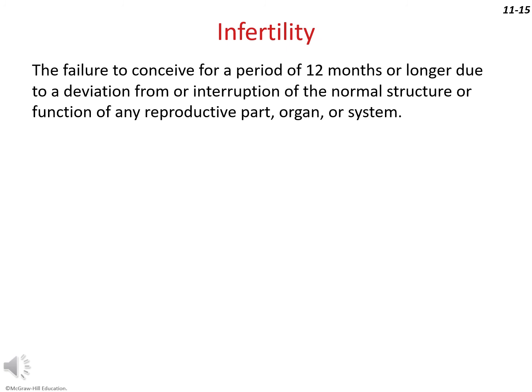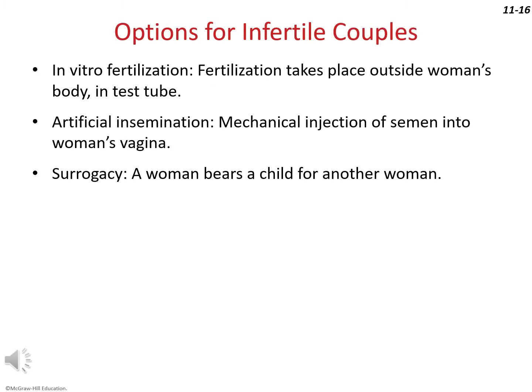Infertility is a time period of at least 12 months or longer where a family or a couple or an individual is having an issue with conceiving. Options for infertile couples: there's in vitro fertilization, and that's where fertilization takes place outside of the woman's body in a test tube. Artificial insemination is where semen is mechanically injected into the woman's vagina. And then surrogacy is where a woman is baking a baby for another woman. So this woman is going to bear the child. This woman is going to carry the child.